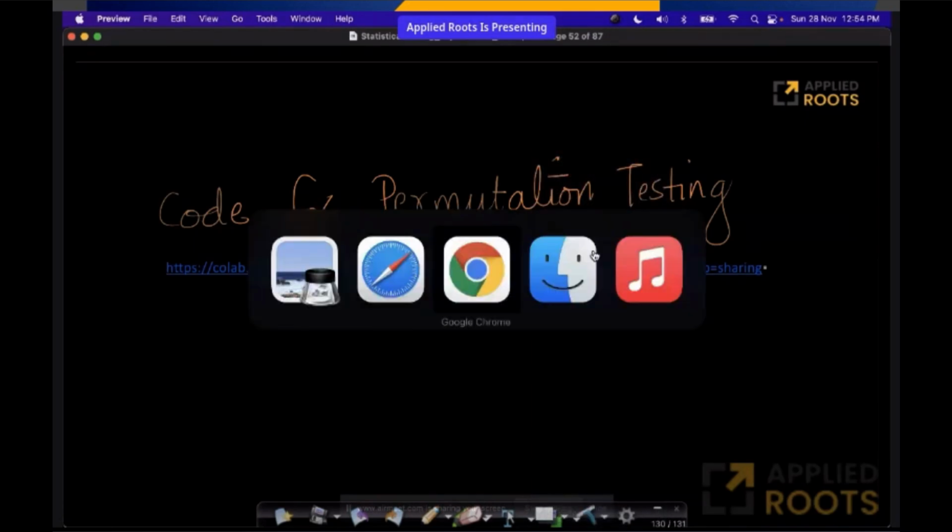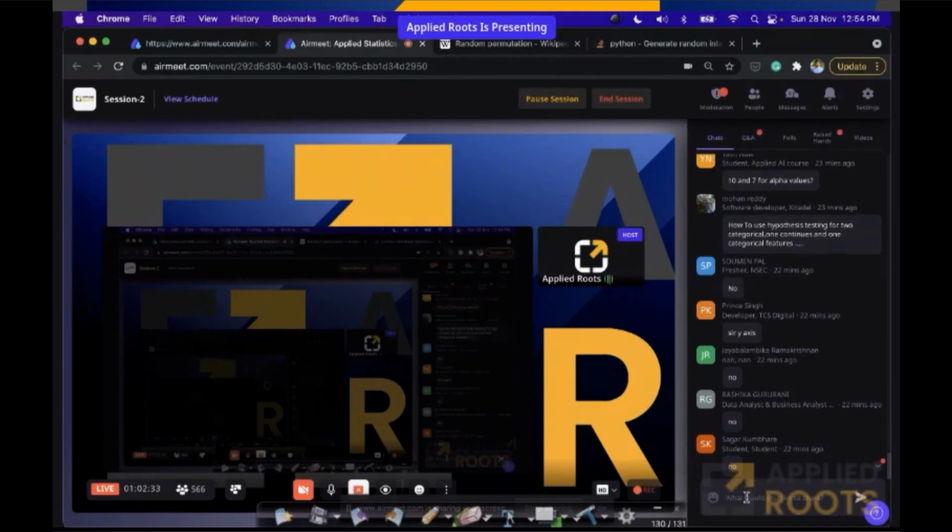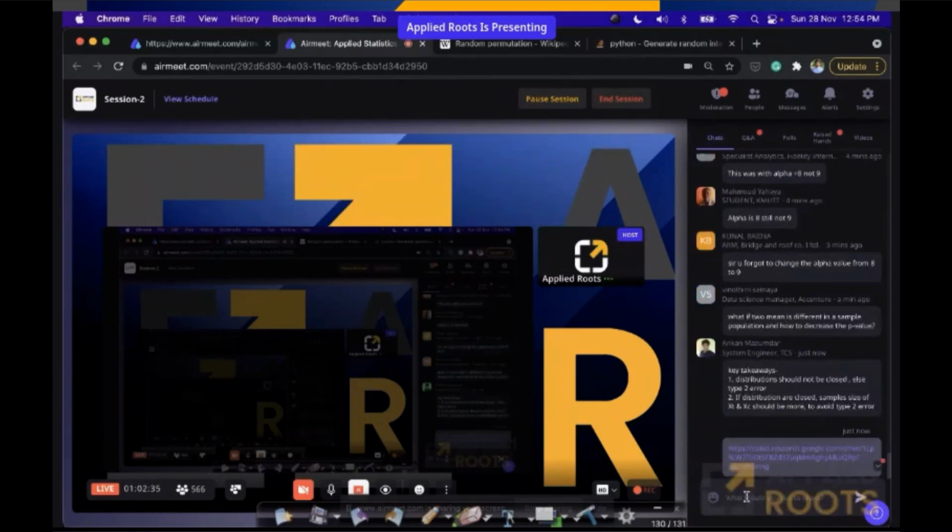Copy, so that all of you can play around with this code during the lunch break, right? I'm just pasting it here in the chat window.